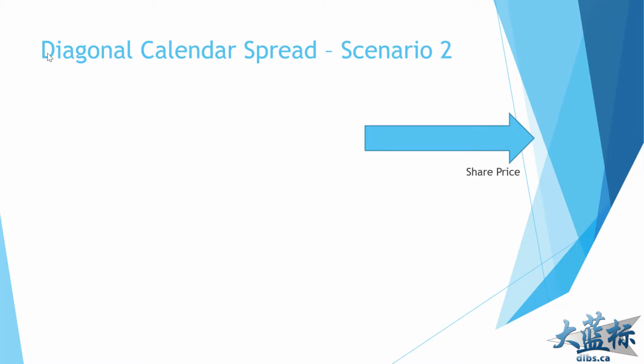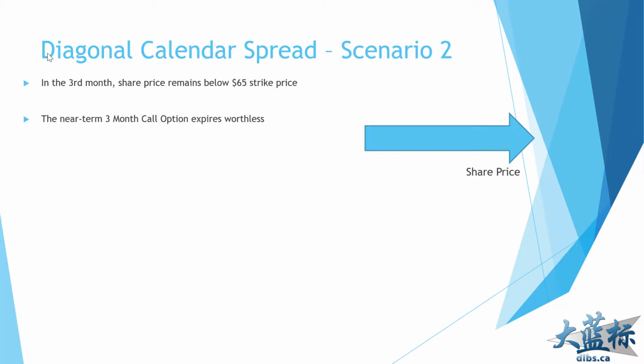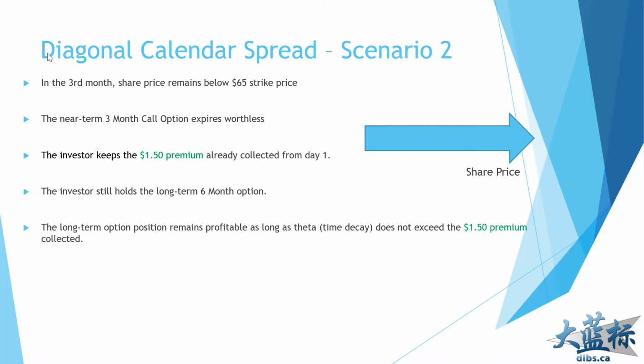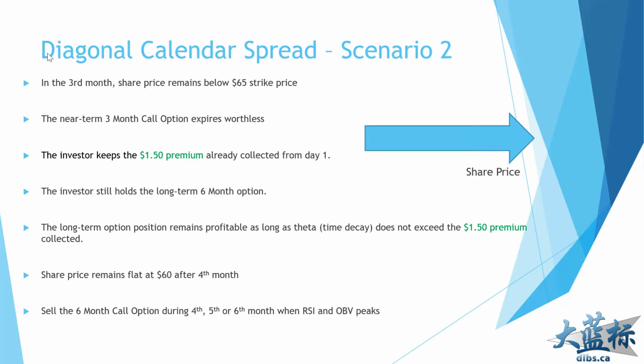But if the scenario was the share price stayed flat, and as long as it did not rise above 65, I'm still keeping the premium from the call option sold, and it expires after 3 months, so I close out that position automatically. I still have the 6-month call, and as long as time decay does not erode that away, I'm in a good position. And if the share price remains flat, then I would want to sell my call option sooner as opposed to wait.